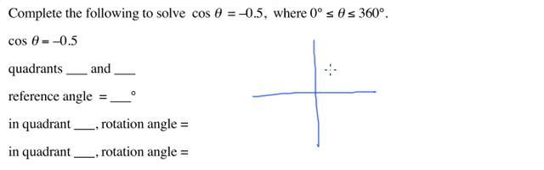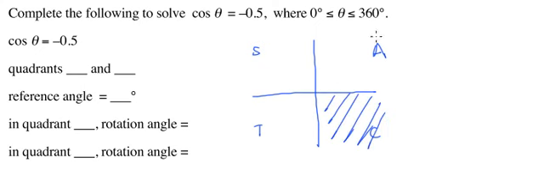If cosine is negative, what quadrants are we in? You can either think cosine is x over r, so we must be in one of the two quadrants where x is negative, or if you use the CAST rule, it'll tell you that cosine is positive here, so that can't be the one. All ratios are positive here, so that can't be it either. It's got to be S or T. So, there we are.